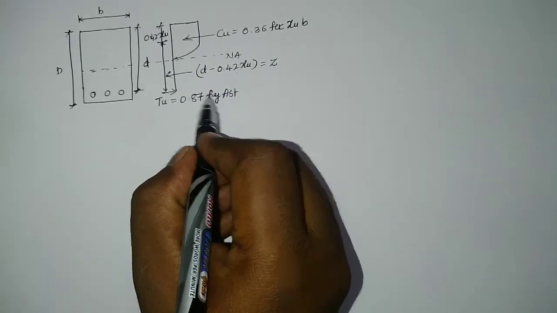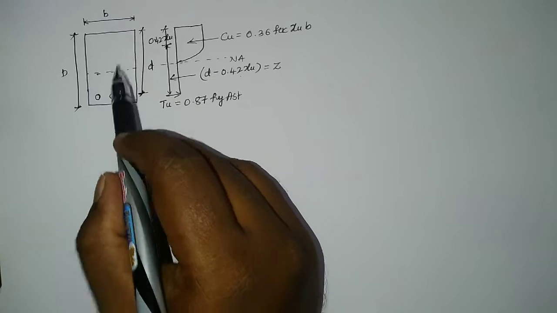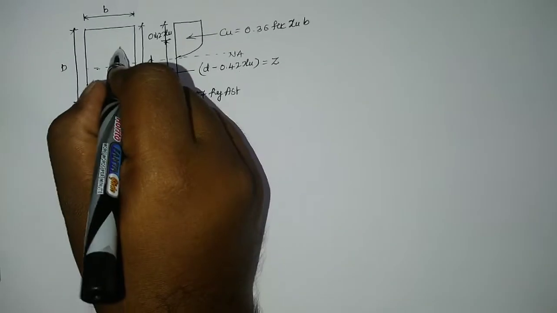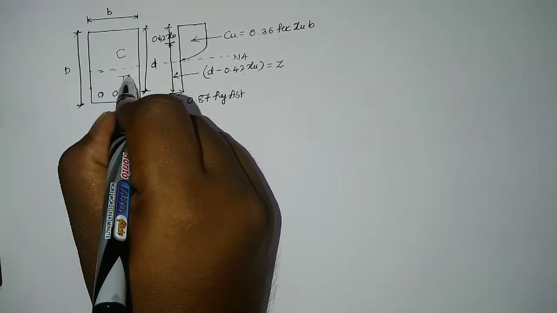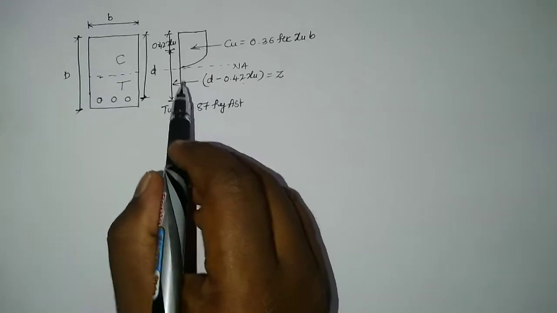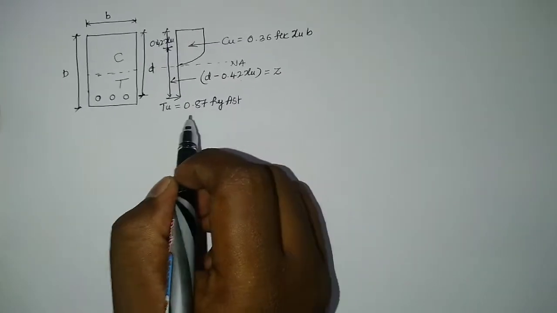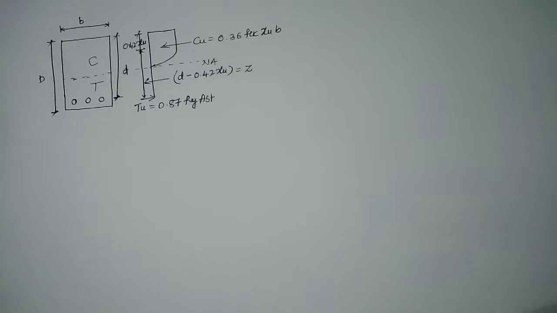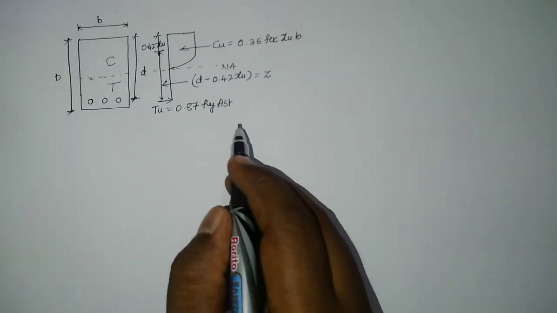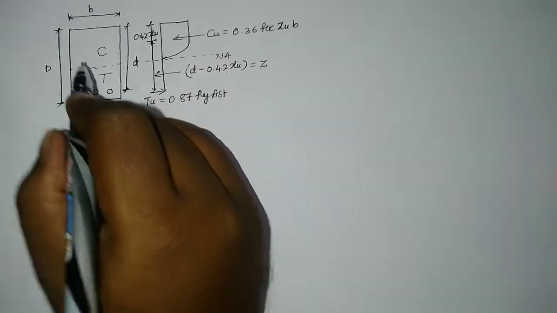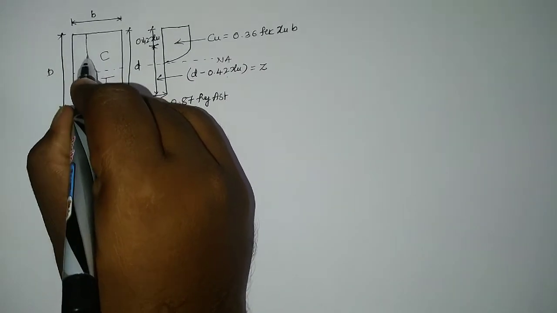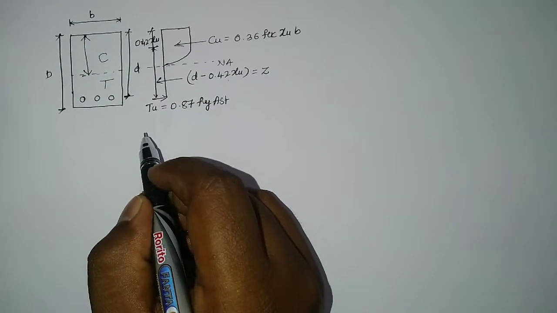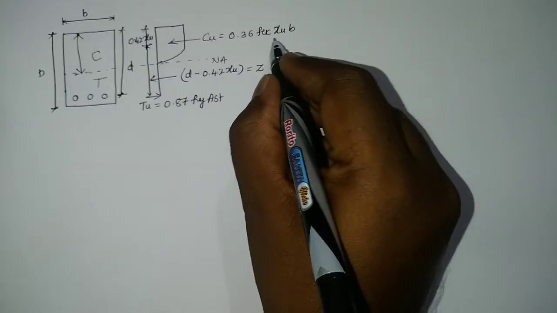And Tu is the tension. For example, in a simply supported beam, above the neutral axis the beam is under compression, and below it the portion is under tension. So this is the force which is acting. When it comes to the equilibrium condition, we need to calculate the depth of neutral axis, from here to here. This is nothing but XU. The depth of neutral axis is written as XU.